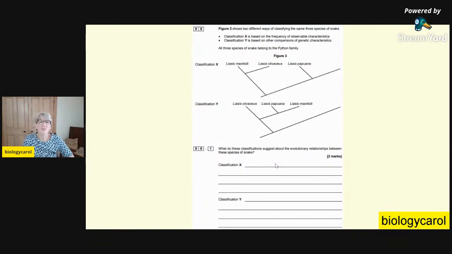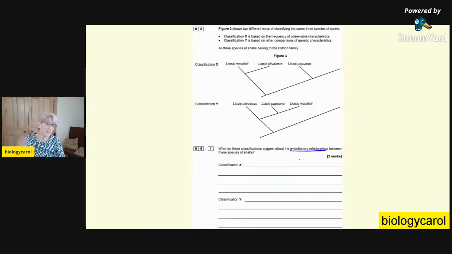I think this is the last question. Woo-hoo. Figure three shows two different ways of classifying the same three species of snake. Classification X, based on observable characteristics. Classification Y, based on comparisons of genetic characteristics. What do these classifications suggest about the evolutionary relationships between these three species of snake?